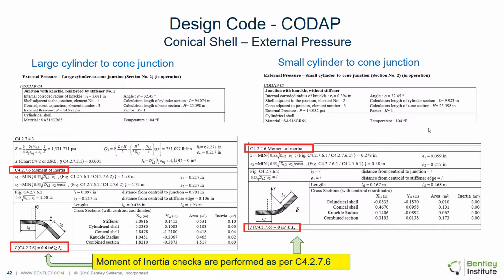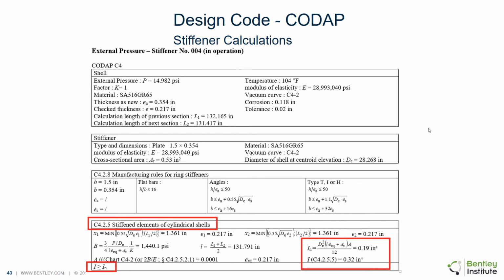The external pressure check involves checking the moments of inertia of large and small end junctions of the conical shell. The inertia calculations are performed as per C4.2.7.6. The moment of inertia contribution from each component, namely the stiffener, cylindrical shell, conical shell, knuckle radius, and the combined section, is calculated separately and presented. The stiffener calculations are separately performed as per C4.2.5 and inertia verifications performed.